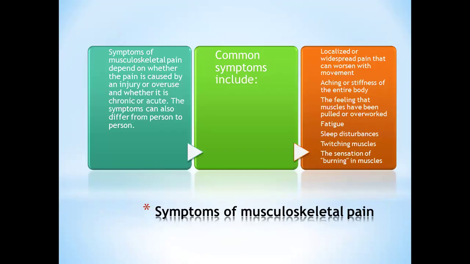Symptoms of musculoskeletal pain depend on whether the pain is caused by injury or overuse and whether it is chronic or acute. Symptoms can also differ from person to person. Common symptoms include localized or widespread pain that can worsen with movement, aching or stiffness of the entire body, the feeling that muscles have been pulled or overworked, fatigue, sleep disturbances, twitching muscles, sensation of burning in muscles.